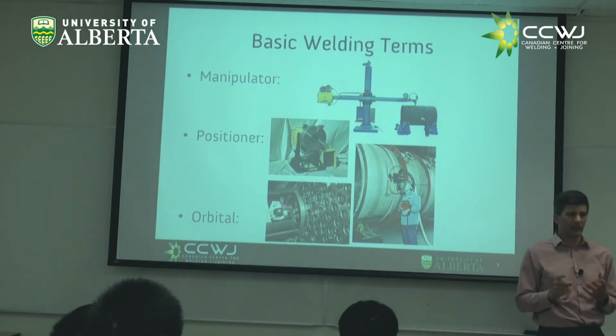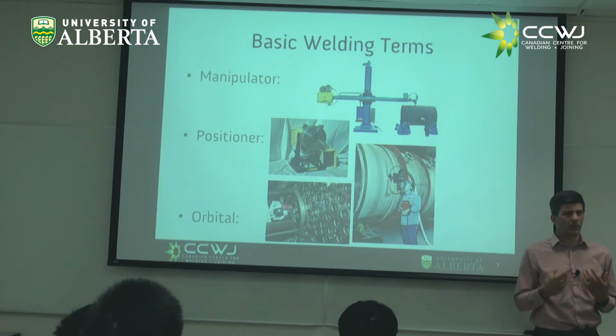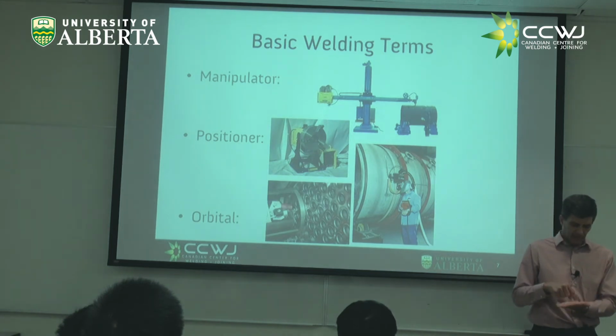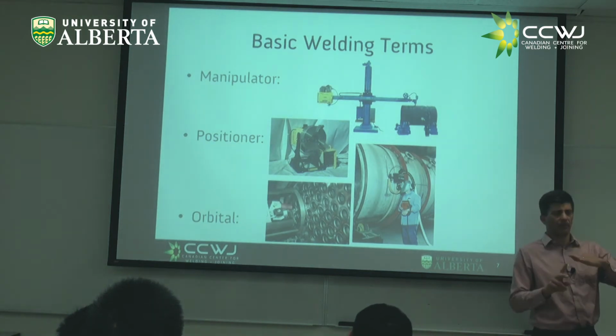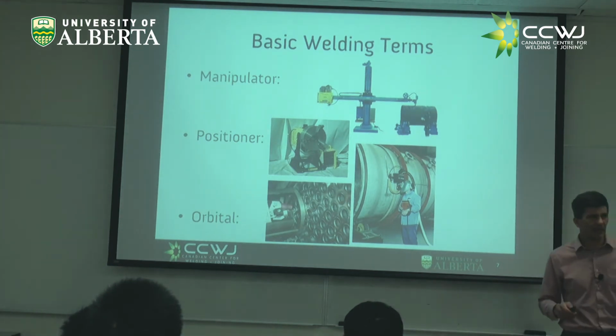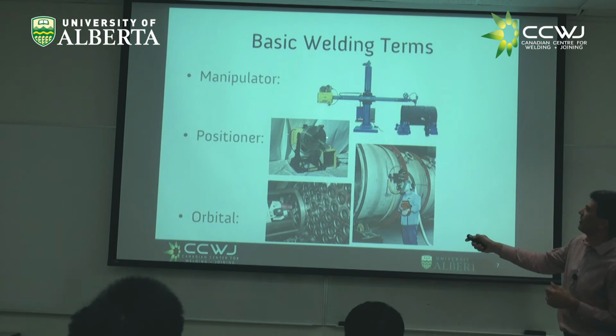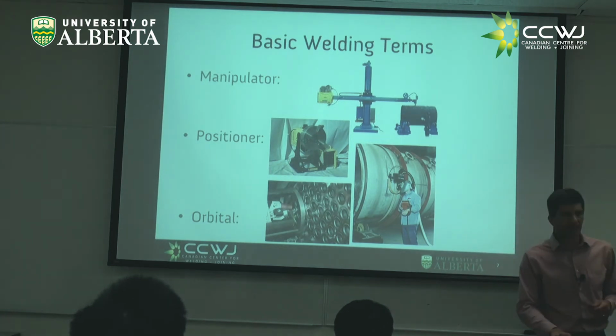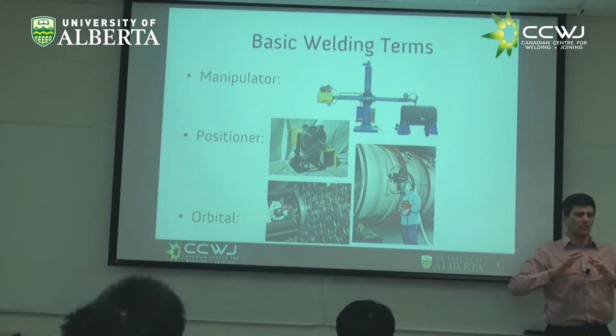But in welding, the gravity vector matters because you have molten metal, which has a density of about 8 in the case of steel, right? So it's not the same to weld upside up than upside down. And I'm going to tell you in a couple of slides that they have names for those things. So the positioner, what it does is put the thing in position for you.